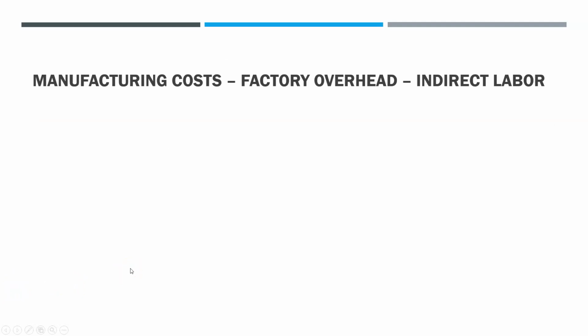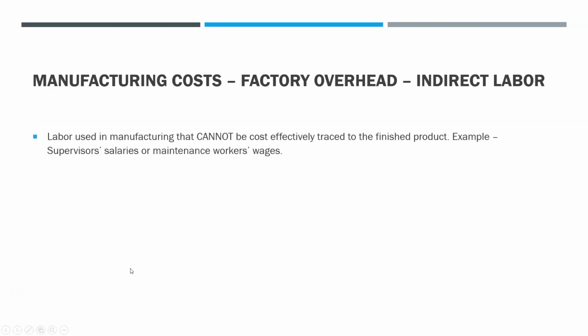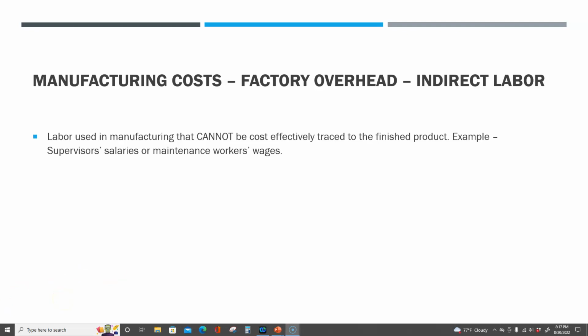Next, let's look at indirect labor. This is labor used in the manufacturing process or at the factory that cannot be cost-effectively traced to the finished product. For example, the factory supervisor salaries or the maintenance worker wages, those cannot be traced to the specific product. They are incurred for all the products that are manufactured during the period. Since they cannot be cost effectively traced to the finished product, they are categorized as indirect labor.